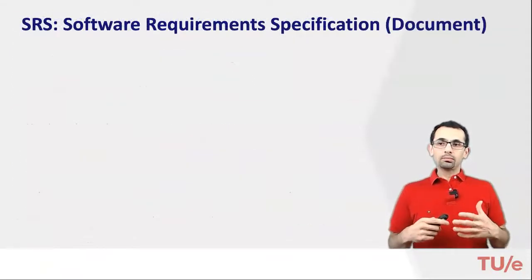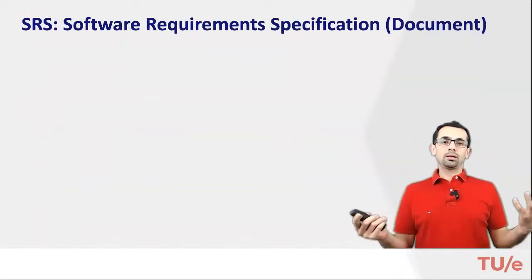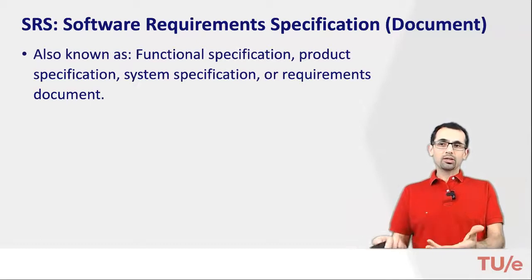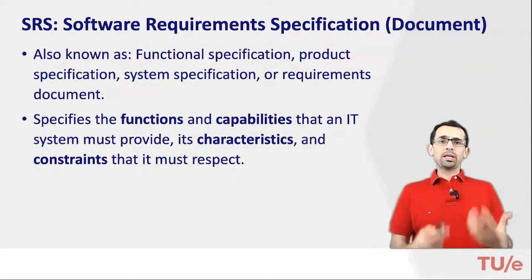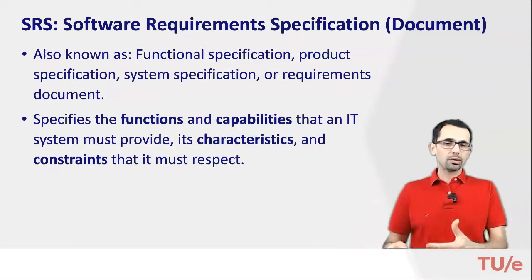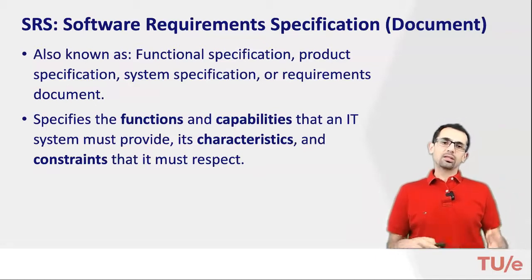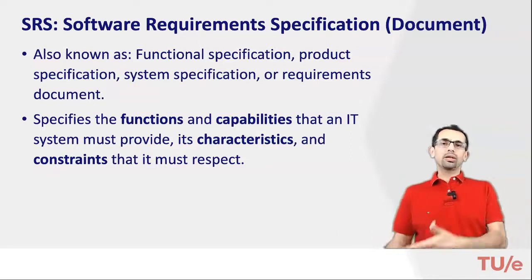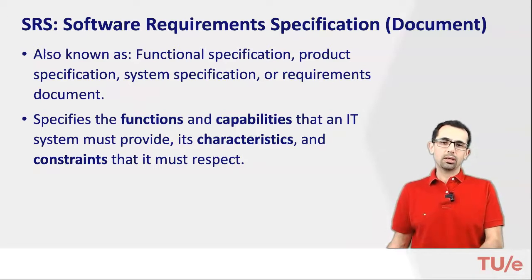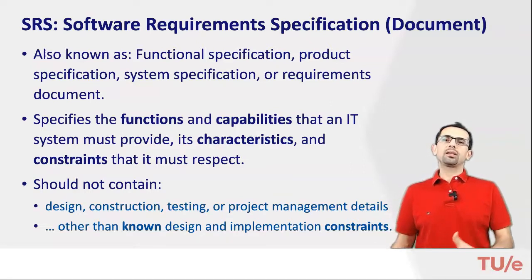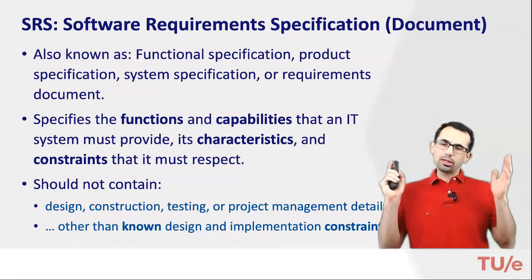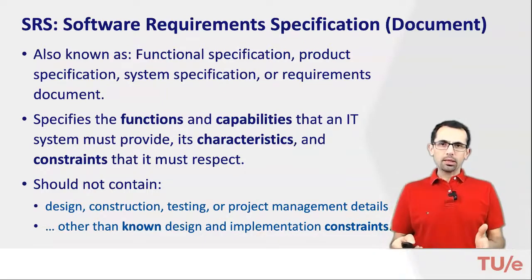Okay. Software requirements specification document, also known as the functional specification, product specification, system specification, or requirements document. I mean, we're still talking about templates, okay? It simply specifies the functions and capabilities that an IT system or software system must provide, its characteristics, the constraints that it must respect, and so on. It should not contain any kind of information about the design, construction, testing, project management details, and so on and so forth. It has to be about the requirements, and that's it.